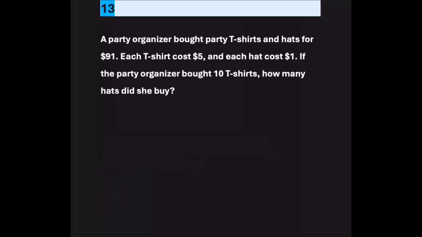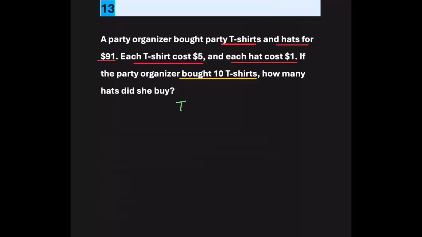Okay, we have a nice party going on here, and the organizer bought t-shirts and hats for $91. Each t-shirt costs $5, and each hat costs $1. If the organizer bought 10 t-shirts, how many hats did she buy?